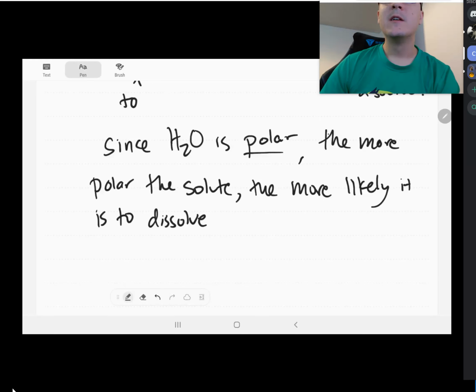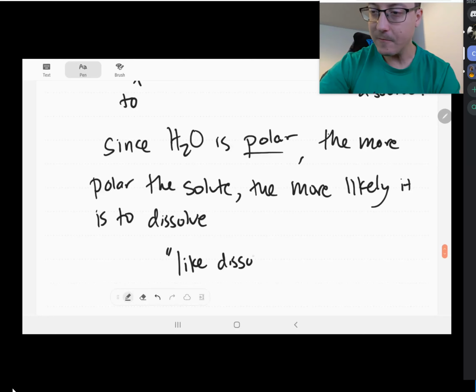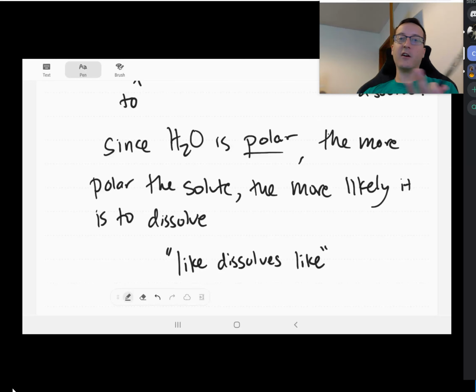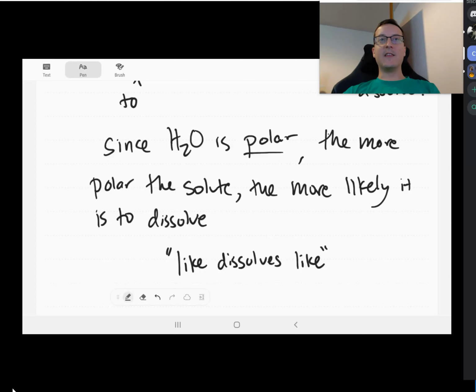Yay, we're guessing. So the idea here is what we call like dissolves like. If on a multiple choice question you're asked which one of these molecules will dissolve in water, presumably you'll be given one polar molecule and three nonpolar molecules, and the choice will be to choose the polar one. Because water is very polar, whatever you have that is also polar will likely dissolve in water.